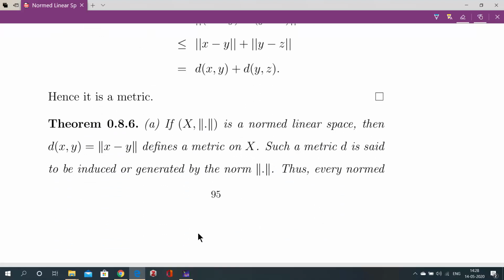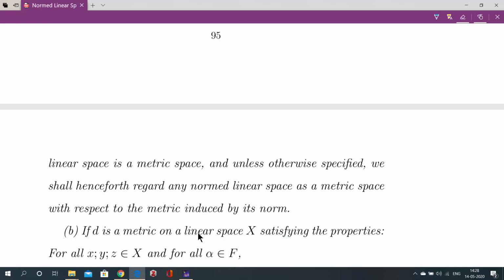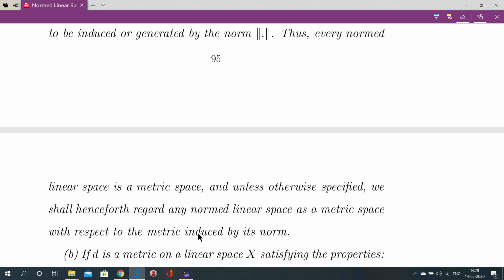If X is a normed linear space, then d(x,y) equal to norm of x minus y defines a metric on X. Such a metric d is said to be induced or generated by the norm. Thus, every normed linear space is a metric space. Unless otherwise specified, we shall henceforth regard any normed linear space as a metric space with respect to the metric induced by its norm. So we have already proved this part in the above example.